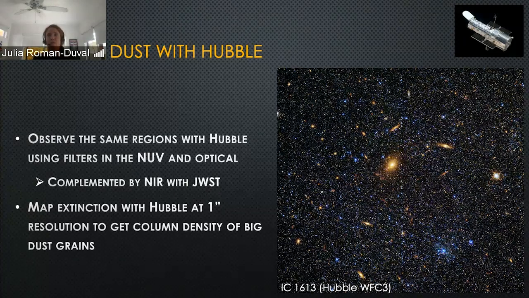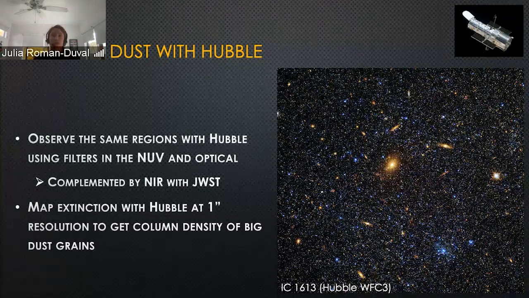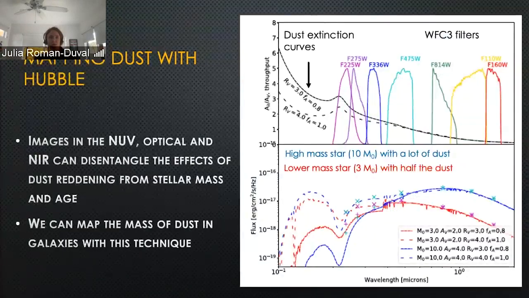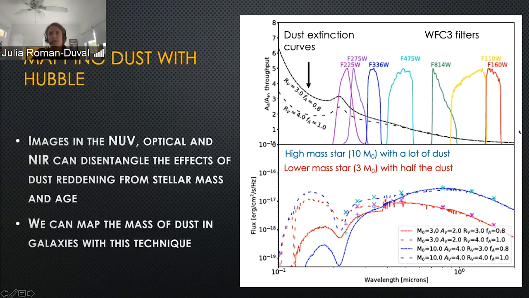And using Hubble, we will measure the brightness of each of those stars in the near UV and optical, and we'll be able to infer how much dust sits in front of those stars. And that's what we need to do. And we can do this at very high resolution with Hubble, 1 arcsecond or so, which is very well matched to what JWST can do. So how are we going to do this? So we will have images in several filters with Hubble. You can see the filters here that we'll be observing with Hubble in the top plot.